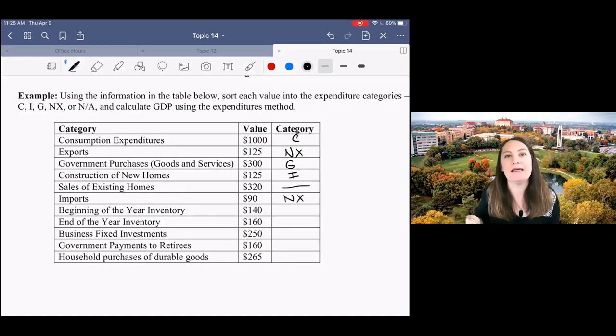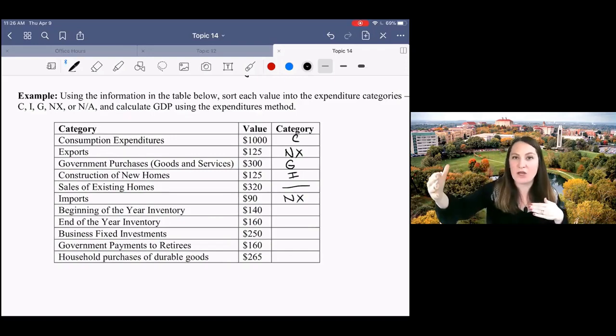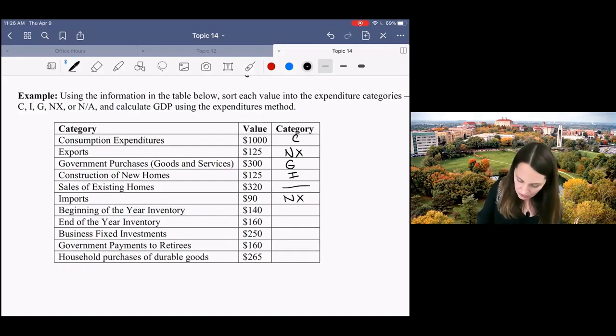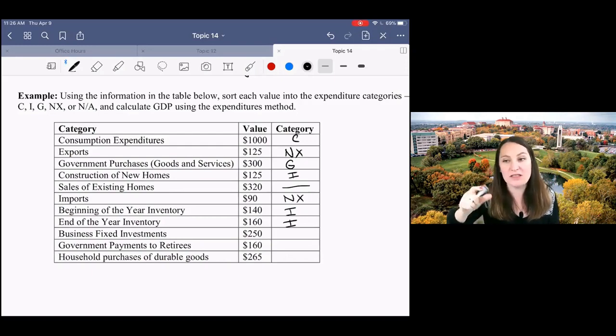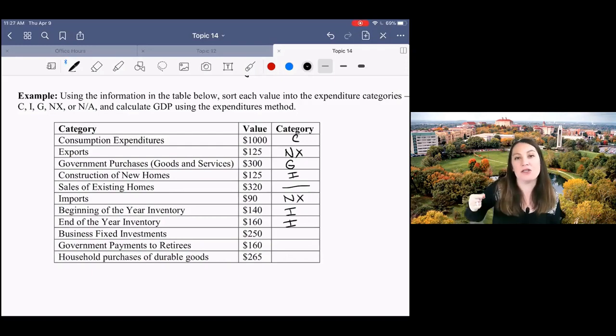The next one is a tricky one. Beginning of the year inventory and end of the year inventory. This is how we think about changes in investment over time. We start out with some number of goods at the beginning of the year. Now we've added some more to that. We've invested in our business. We've accumulated inventory. And so what we're going to do is put both of these into investment, but only the difference is going to count towards GDP. So we're going to do end of the year inventory minus beginning of the year inventory to show how much investment spending we had to increase our inventory during this time period.